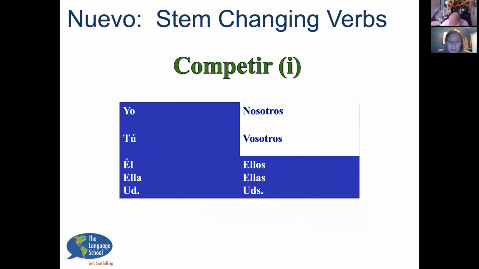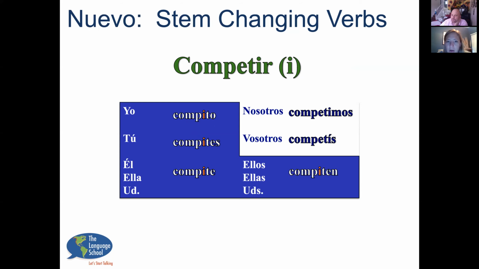Yo compito. Muy bien. Tú compites. Él compite. O ella compite. Nosotros competimos. Muy bien. Ellos compiten. Muy bien, Carly. Excelente.